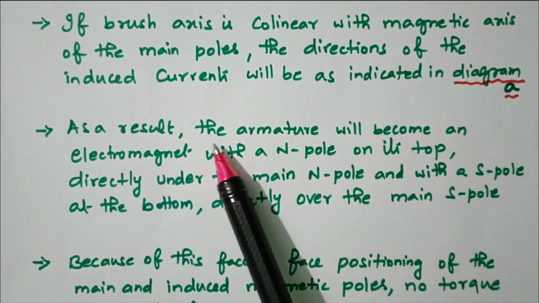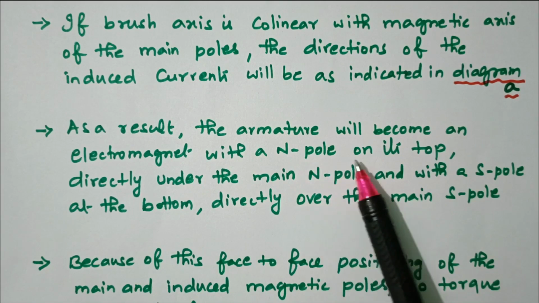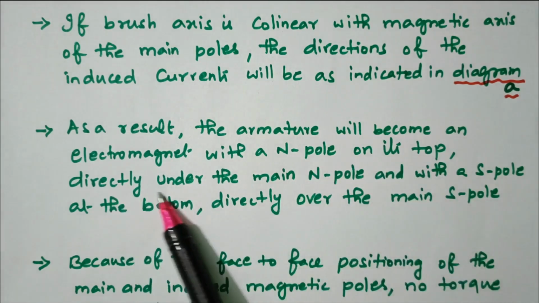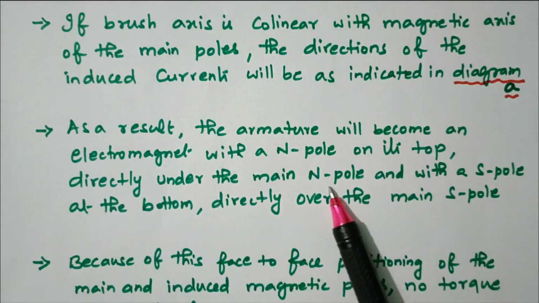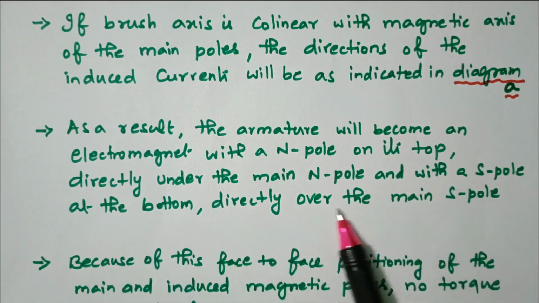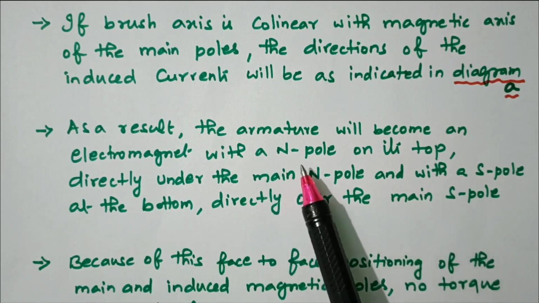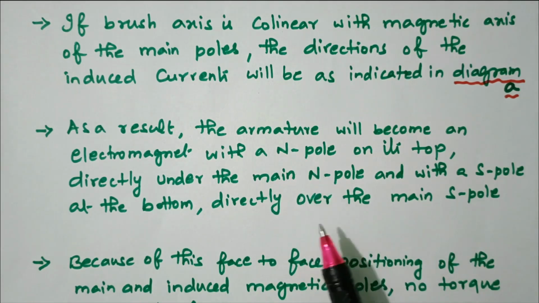As a result, the armature will become an electromagnet with the N pole at the top, directly under the main N pole, and with the S pole at the bottom directly over the main S pole. Right? So at the top, the main pole is N and the armature pole is also N. At the bottom, the main pole is S, and the armature pole is also S. Now we'll refer to the diagram once again.